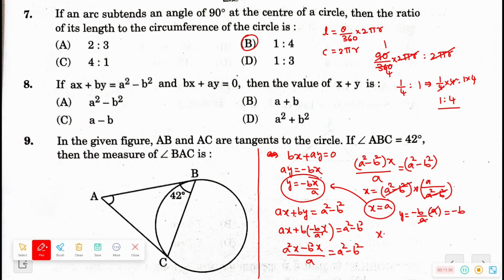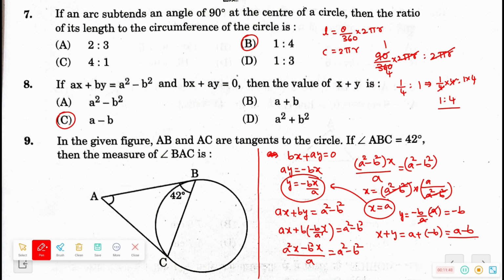We want x plus y. X plus y is equal to x is a plus y is minus b. So a plus of minus b is what? A minus b. A minus b is the correct answer. A minus b is in option C. Right. Now that is question number 8.